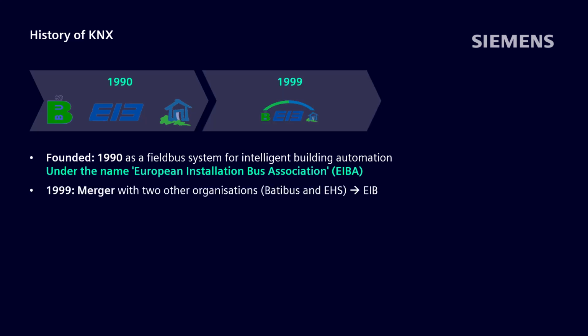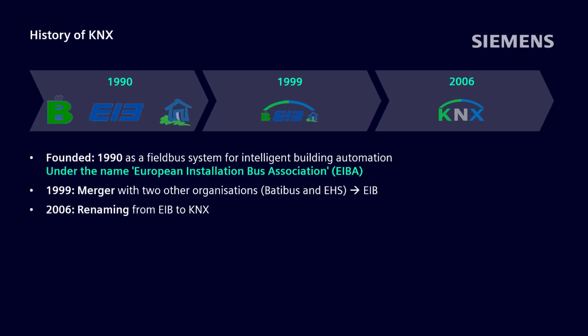In 1999, EIBA merged with the existing EHSA, European Home Systems Association, and BCI, Batibus Club International, to form the EIB Association. The aim was to incorporate the strengths of the three existing protocols into a uniform standard. Finally, in 2006, the association was renamed KNX Association, headquartered in Brussels.